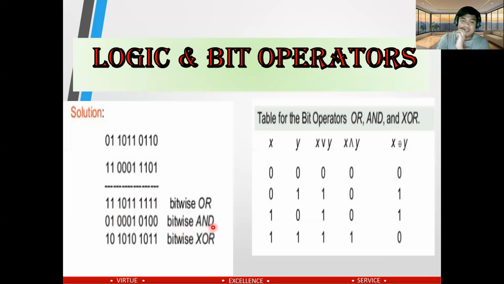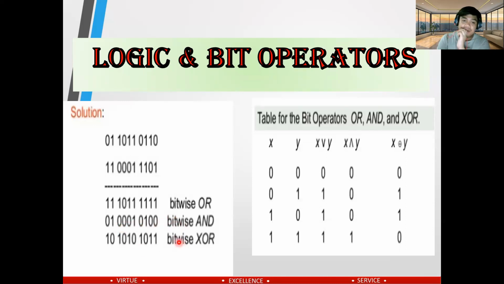For our bitwise AND, kailangan parehas sila para maging 1, otherwise 0. So 0, 1 kaya 0 yun. 1, 0, 0. 1, 1 yung parehas kaya 1. 0, 0 kaya 0. 1, 1 kaya 1 yun. And then 1, 0, 0, 0, 0, 0, 1, 0, 0, 1, 1 parehas, 1, 0, 1, 0. Kaya yun. For our bitwise AND, our answer will be 0100010100.